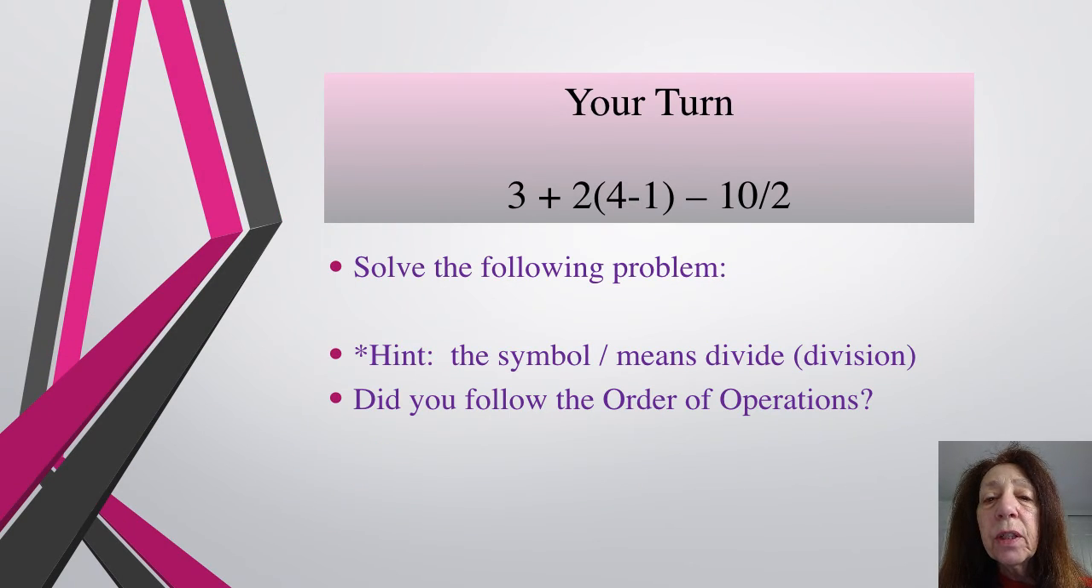And now it's your turn. So here is this equation or example or problem. 3 plus 2 times the quantity. When you have a number next to parentheses, it's multiplication. 4 minus 1, close parentheses, minus 10 divided by 2. That slash is your divided by or a fraction. Again, 3 plus 2 times the quantity 4 minus 1 minus 10 divided by 2.